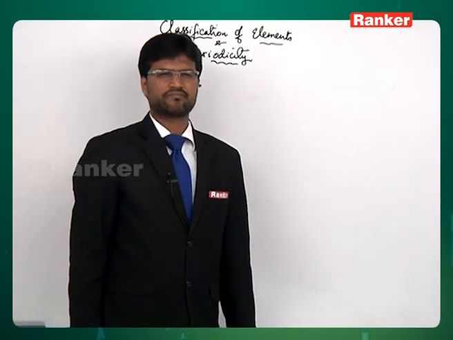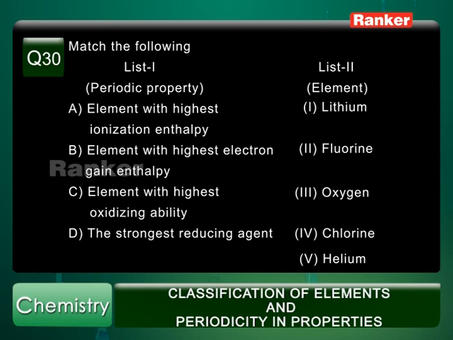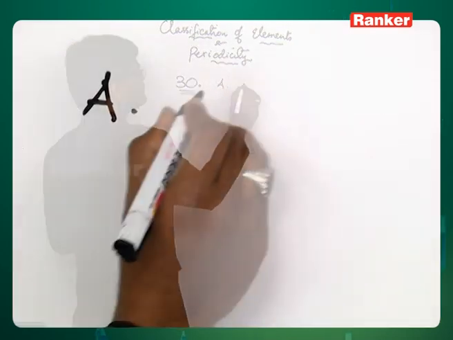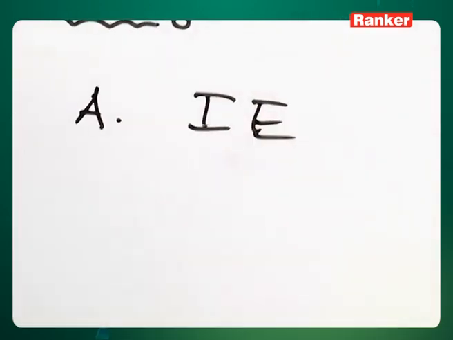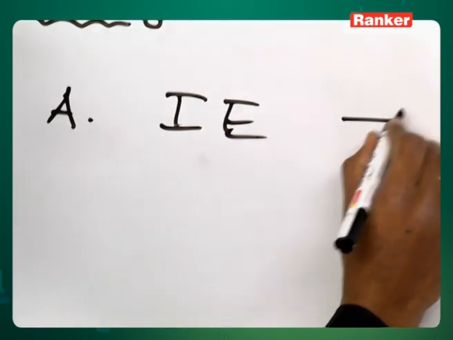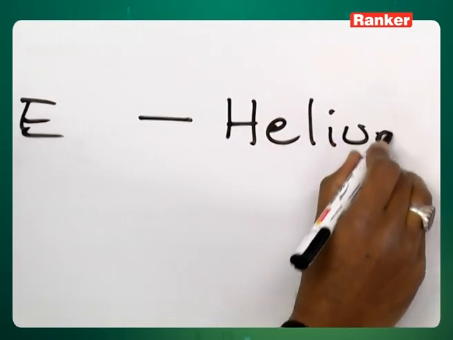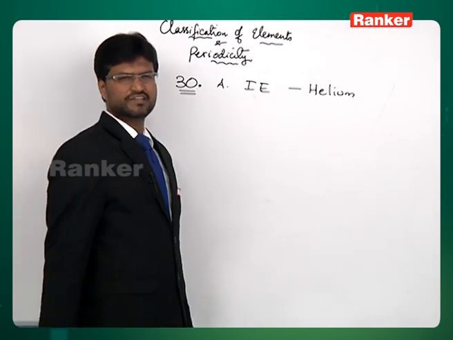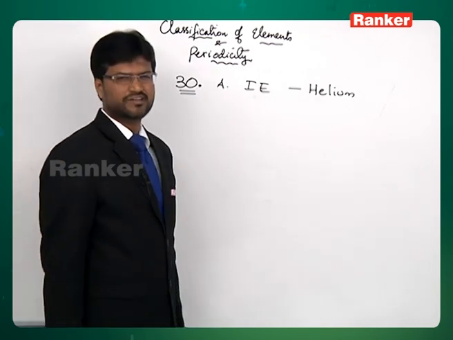Question number 30. Here we have a match the following type of question. In list 1 we have periodic property, in list 2 we have element. We have to match element with highest ionization enthalpy. The element with highest ionization enthalpy must be helium. It's a noble gas, and the element is helium, because down the group ionization energy decreases. So the topmost element will have highest value.